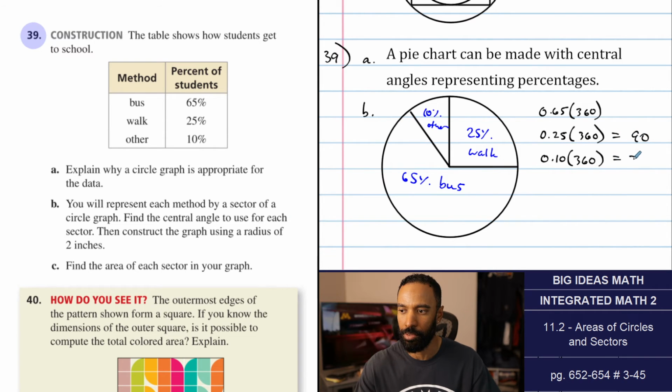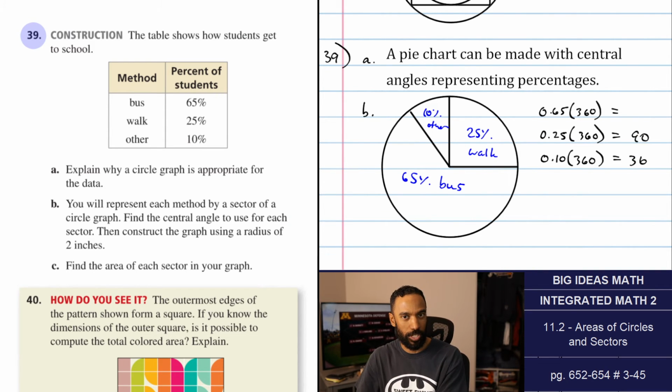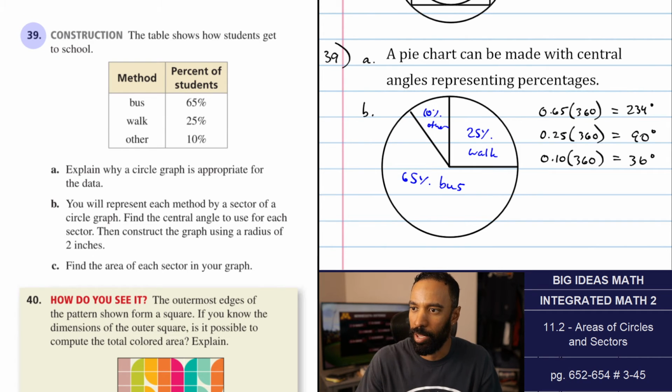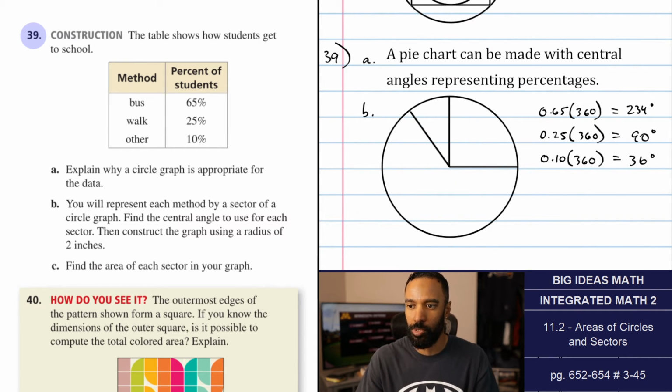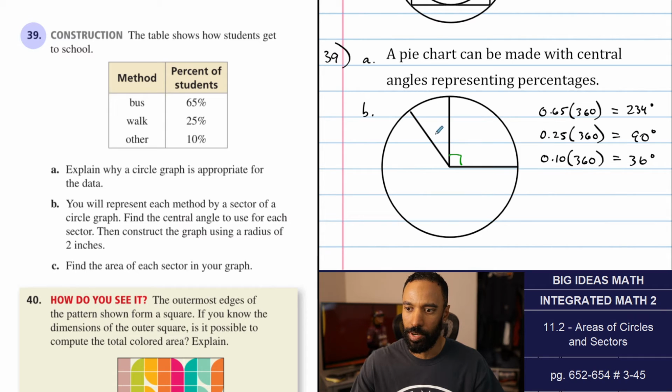In fact, I'm not going to use the calculator at all. I know this is 90. I know this is 36. So this will be 360 minus the sum of 90 and 36. 360 minus 126, which is 234. These are degrees. So that gets us central angles, which means it also technically gets us arcs. So we know that this is 90 degrees, this is 36 degrees, and this here is 234 degrees.